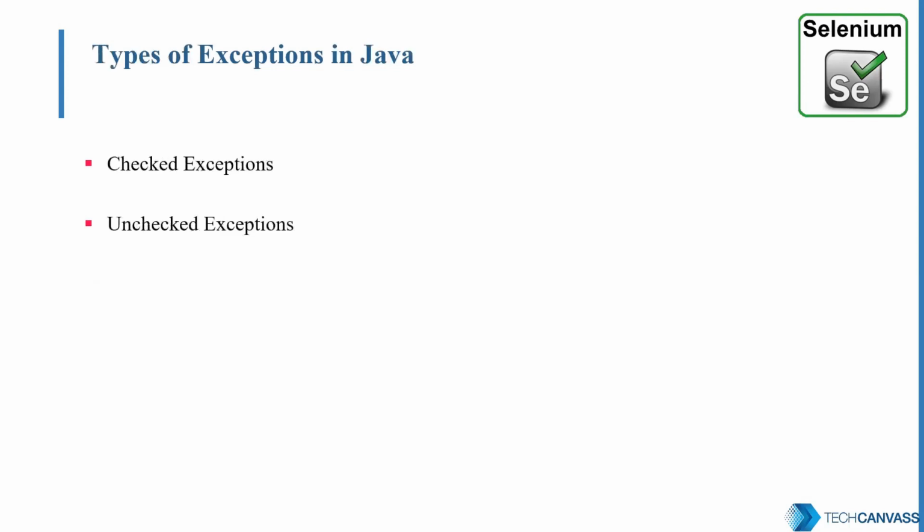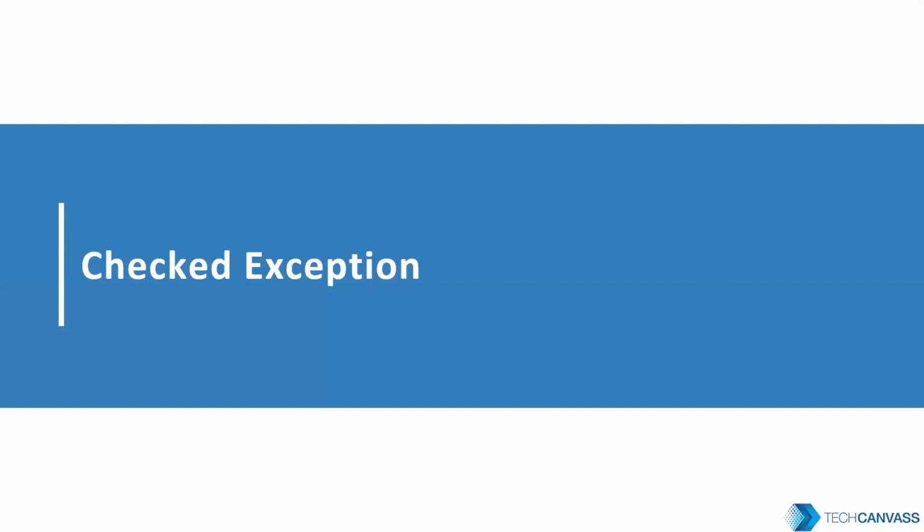Now, as we have some basic understanding of exceptions, we will now understand the basic difference between checked and unchecked exceptions in Java. So let's discuss both of them one by one. First, we'll talk about checked exceptions.